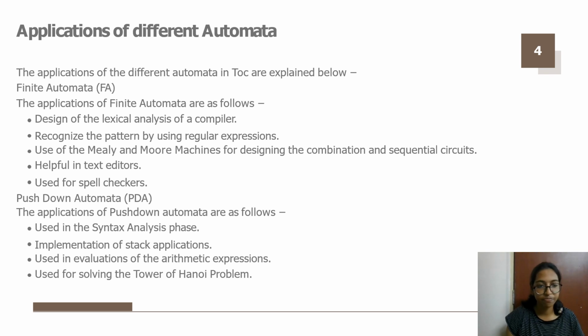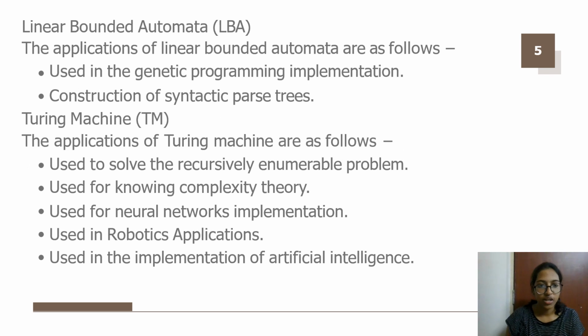Push-down automata. The applications of push-down automata are as follows: used in the syntax analysis phase, implementation of stack applications, used in evaluations of arithmetic expressions. Linear bounded automata. The applications of linear bounded automata are as follows: used in the genetic programming implementation, construction of syntactic phrase trees.